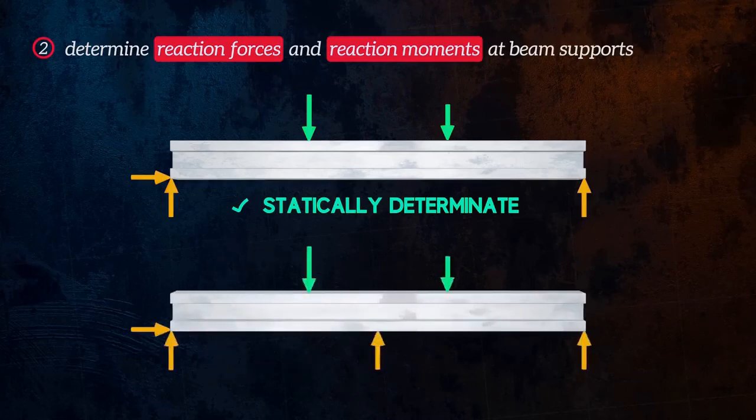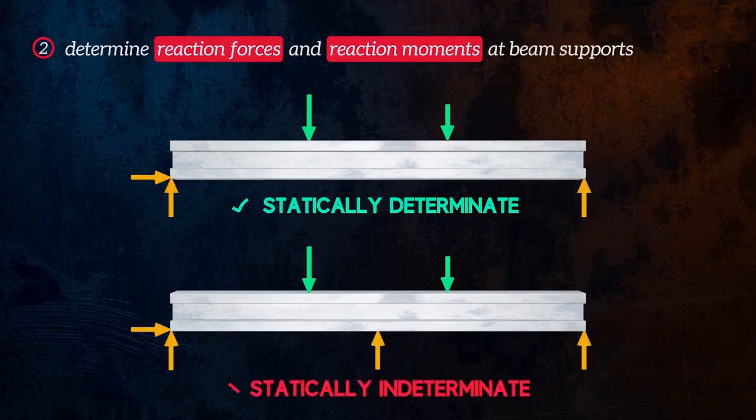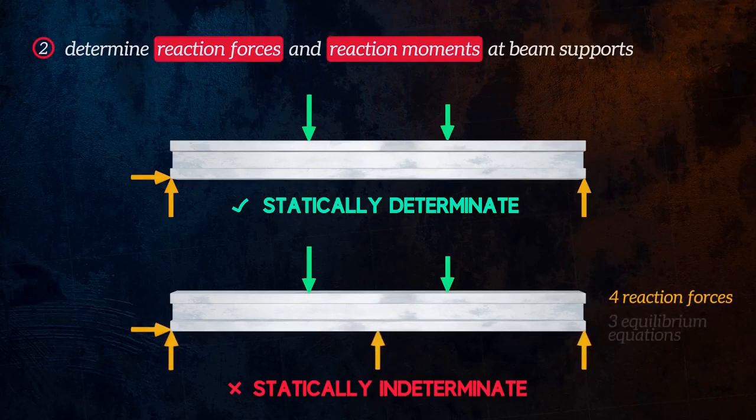On the other hand, the second beam, which is shown here, has 1, 2, 3, 4 unknown reactions, which are in yellow colors. But we know that using equilibrium conditions we will be able to determine three unknown reactions at max. So we will not be able to determine all the reactions of the second beam. So this beam will be known as a statically indeterminate beam.